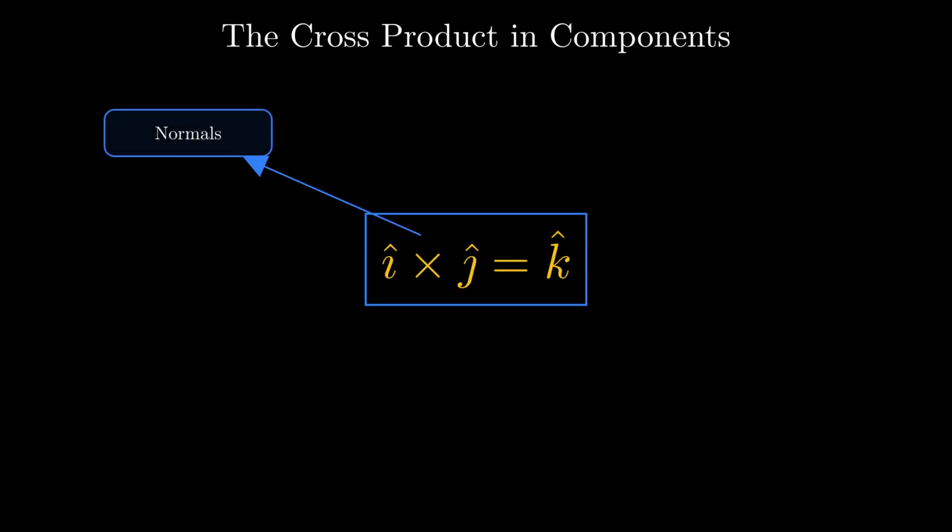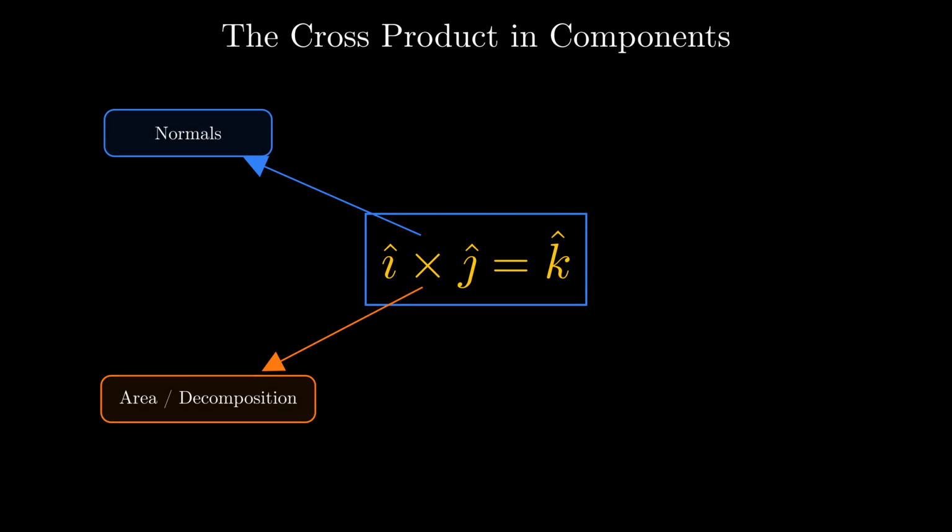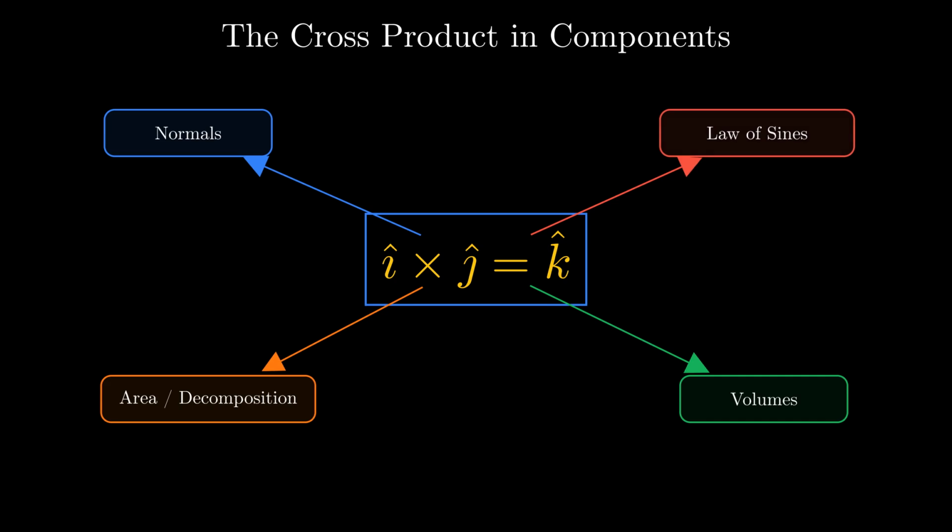One formula computes a vector perpendicular to two others, the area they span, the volume of a slanted box, and even proves the law of sines. That formula is the cross product in components. We build it from 3 unit vector products, then put it to work on 5 problems.